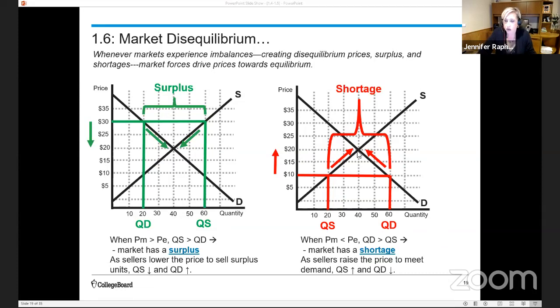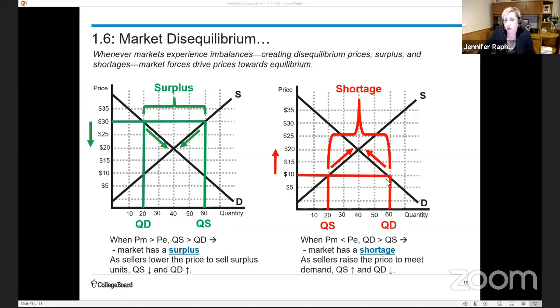And once the price exists such that quantity demanded equals quantity supplied, nobody has any incentive to change their behavior. If sellers raise the price, they'll create a surplus. They'll have extra units they can't sell. If they lower the price, they're getting less money for each unit, and sellers are incentivized to charge the highest price the market will bear.